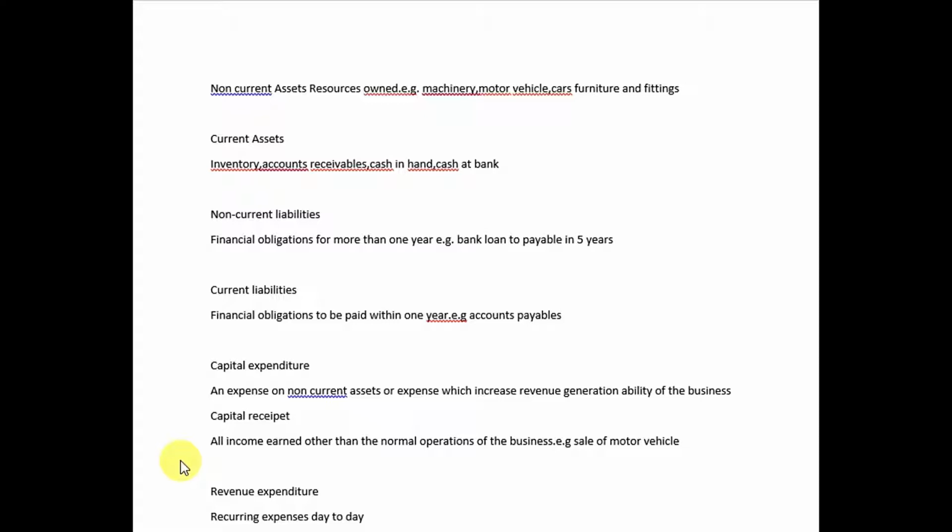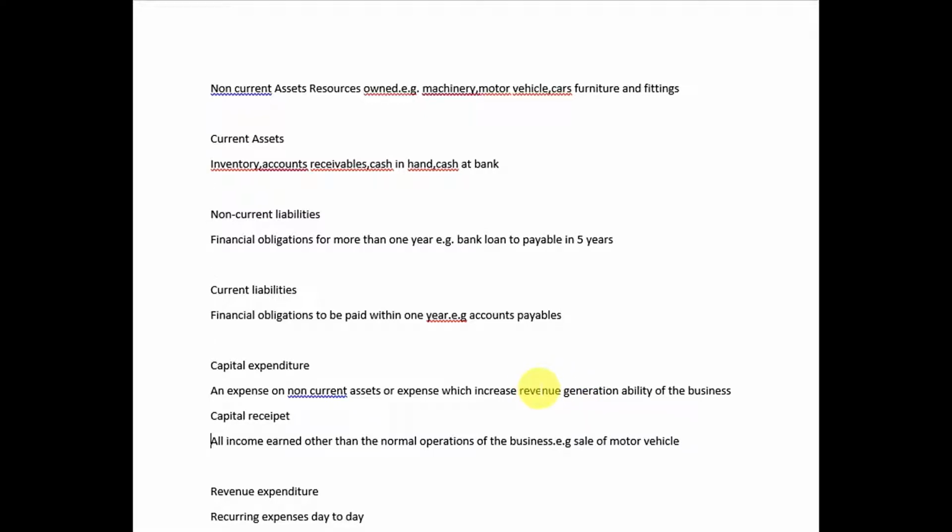Non-current liabilities are financial obligations for more than 1 year. For example, a bank loan to be repayable in 5 years. Current liabilities are financial obligations to be repaid within 1 year. Examples include accounts payable, or supplier, but we don't use the term supplier in accounting because that is not the terminology of accounting. We always refer to the term accounts payable.